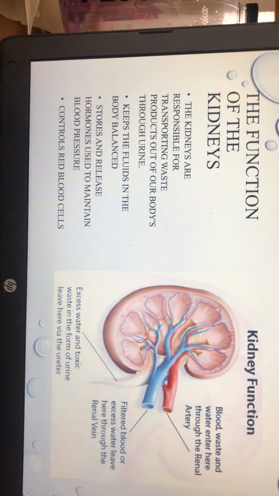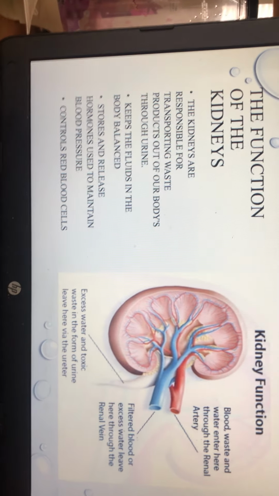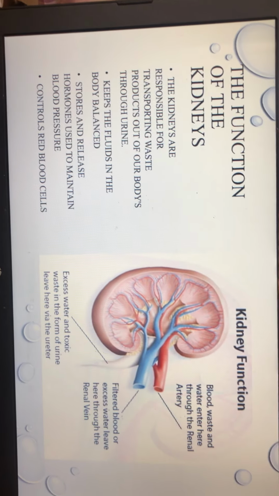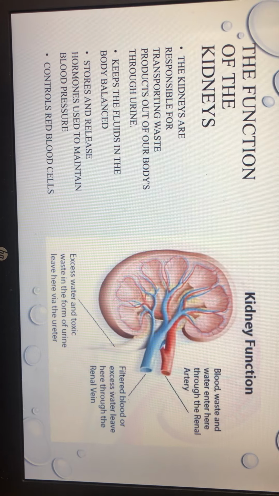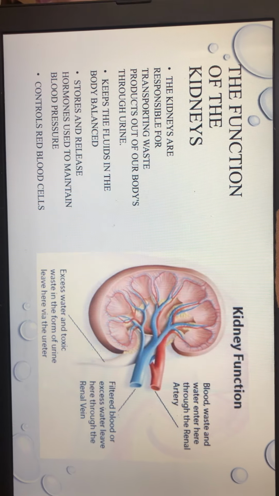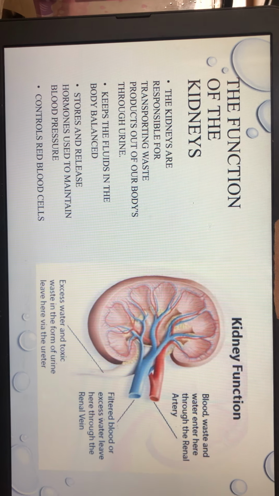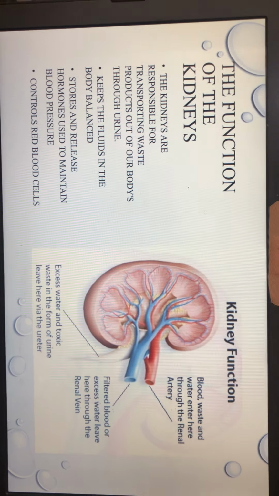So, the function of the kidneys is to transport waste products out of the body through the urine. Anytime you urinate, you are transporting waste products out of your body. It also controls red blood cells and stores and releases hormones to maintain your blood pressure. The kidneys also keep the fluid in the body balanced.